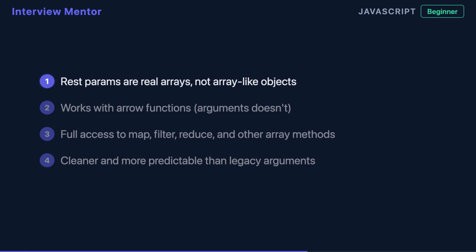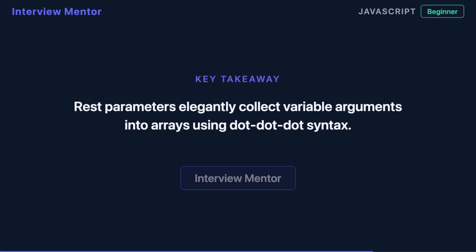Unlike arguments, which is array-like but not a real array, rest parameters give you actual arrays with full access to map, filter, and reduce. They're cleaner, more predictable, and work perfectly with arrow functions, where arguments doesn't even exist. Rest parameters elegantly collect variable arguments into arrays using ...syntax. Practice this pattern, and you'll write flexible functions that scale effortlessly.